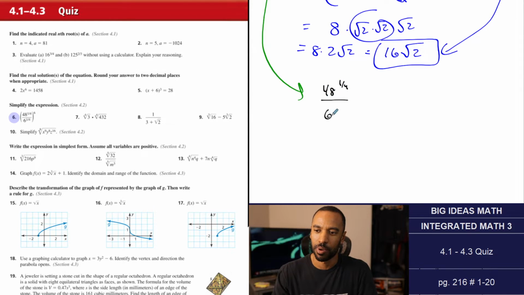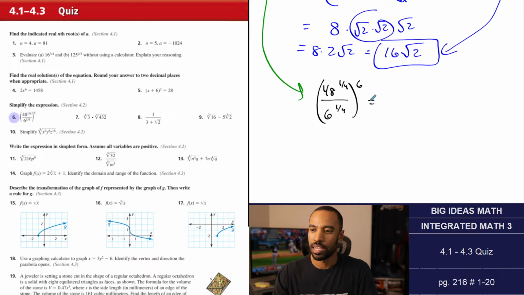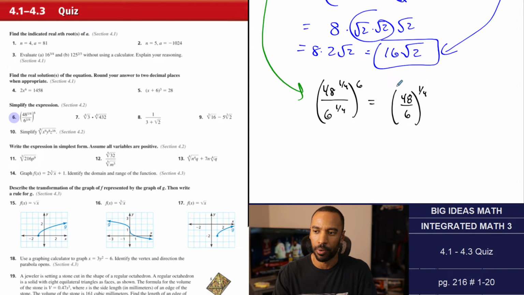This is probably the easier way to do it next. But you have to recognize what it is you have to do to begin with. Because they both share the same exponent, we could begin with the 48 over 6 to the 1/4 power as a whole, and that's still raised to the 6th power.